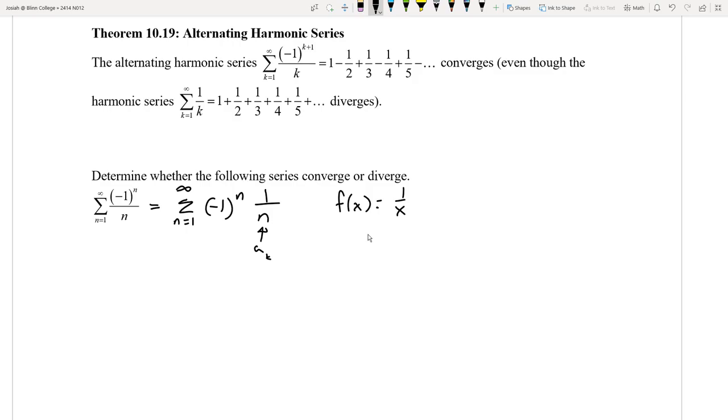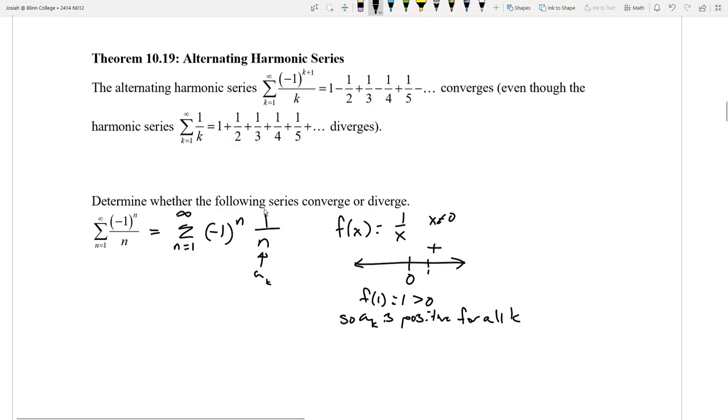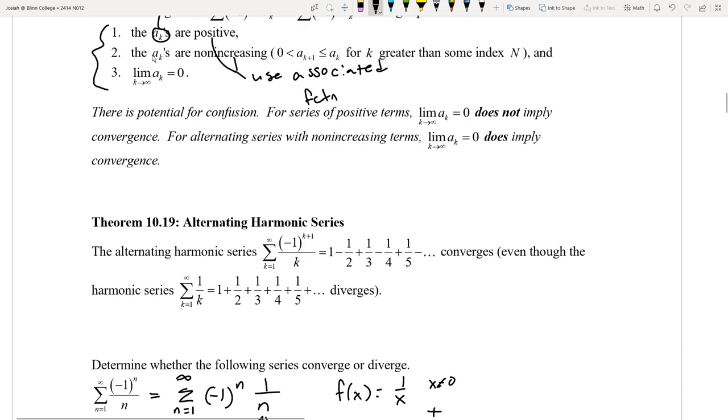All right, so we find our holes in our domain here. We have a hole at 0. And we sign test. We look on this side, and we test maybe 1. So f of 1 equals 1, which is greater than 0. So everything over here is positive. So a sub k is positive for all k. So this is how we show our number 1 here.